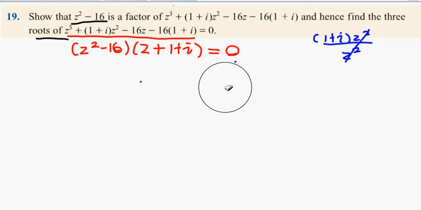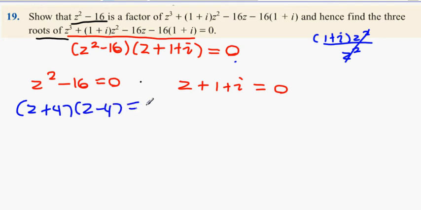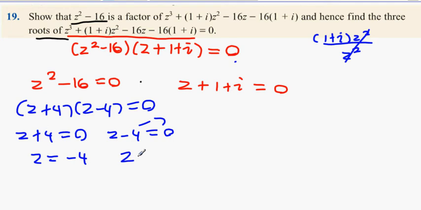So now we're going to solve this equals 0. We're either going to have z squared minus 16 equals 0, or z plus (1 plus i) equals 0. We can do difference of two squares for this one: (z plus 4)(z minus 4) equals 0. So z plus 4 equals 0, z equals minus 4, and z minus 4 equals 0, so z equals plus 4. Or we can bring this over to the other side, and we get z equals minus 1 minus i.